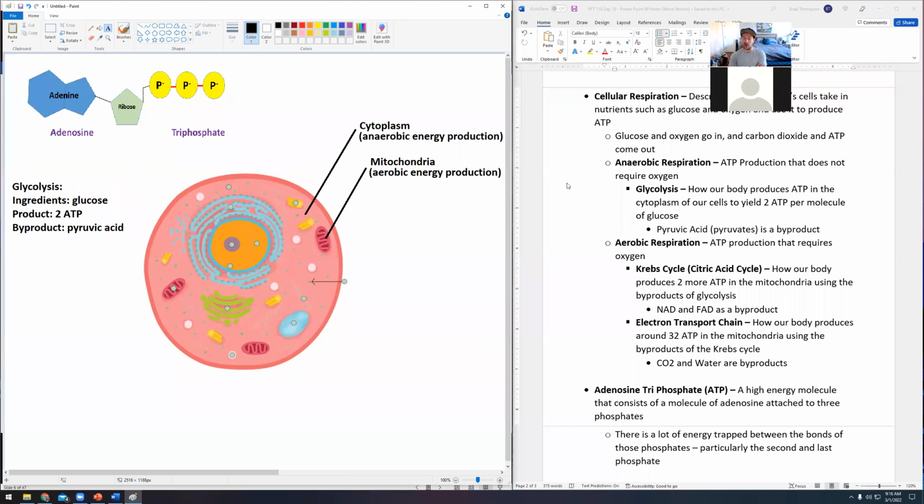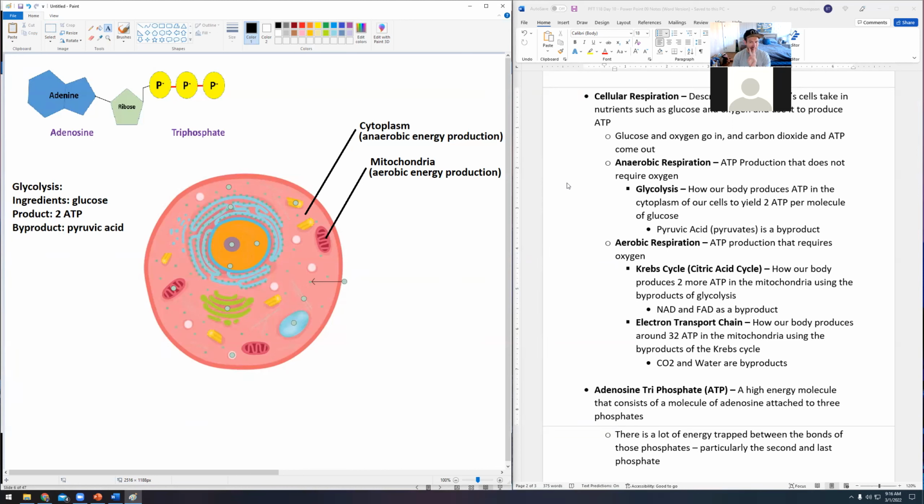This is a pretty good deal so far, right? 1 molecule of glucose becomes 2 molecules of ATP. Now, the one thing that they're not telling you here, and you guys don't have to have this memorized right now, is that it's actually making 4 molecules of ATP.